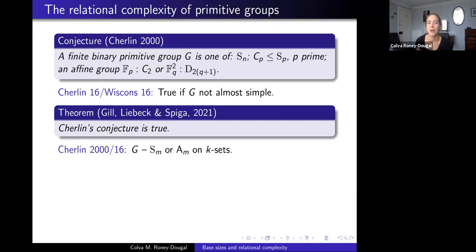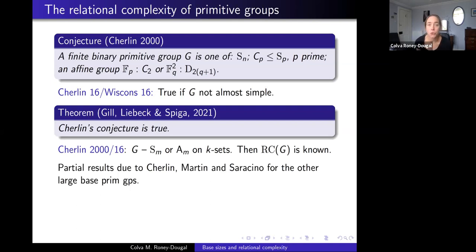So then just to finish up, Cherlin has considered other primitive groups. So Sm or Am are old friends acting on k-sets. We know the relational complexity for that. There's partial results due to Cherlin, Martin and Saracino for the other large base primitive groups. It's a bit of a mess because we don't have containment of subgroups gives you bounds on relational complexity, but there's a lemma due to them which says that the relational complexity is no more than the height plus 1. That's why I talked about height a few slides back, and that's why Nick Gill, Pablo Spiga and Bianca Lodà are looking at the height.